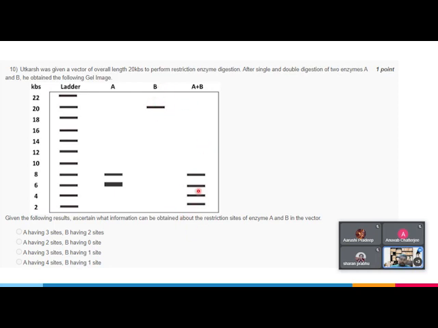So all of this information together tells us that A might have had three restriction sites and two of the bands overlapped and formed a thicker band, whereas B only had one site. And when both A and B are used to digest our vector, we have four bands in total because this particular band is disrupted. So the correct answer is A has three sites and B has one site in the vector backbone.